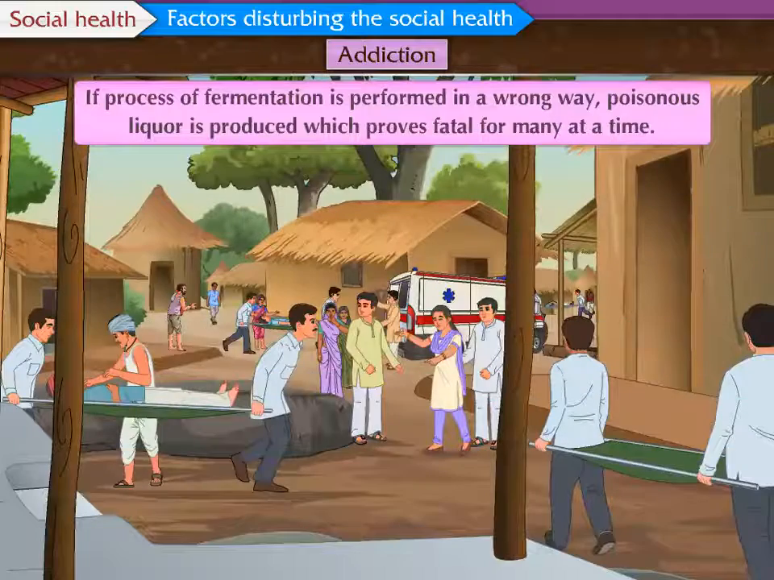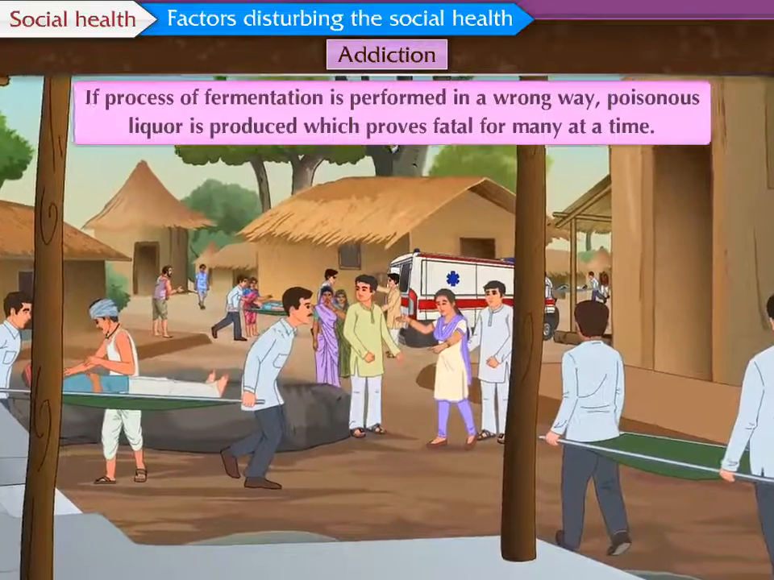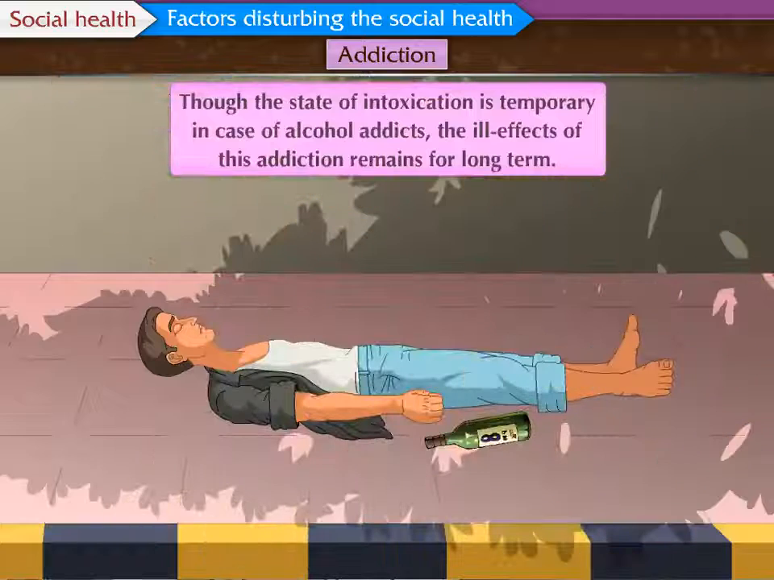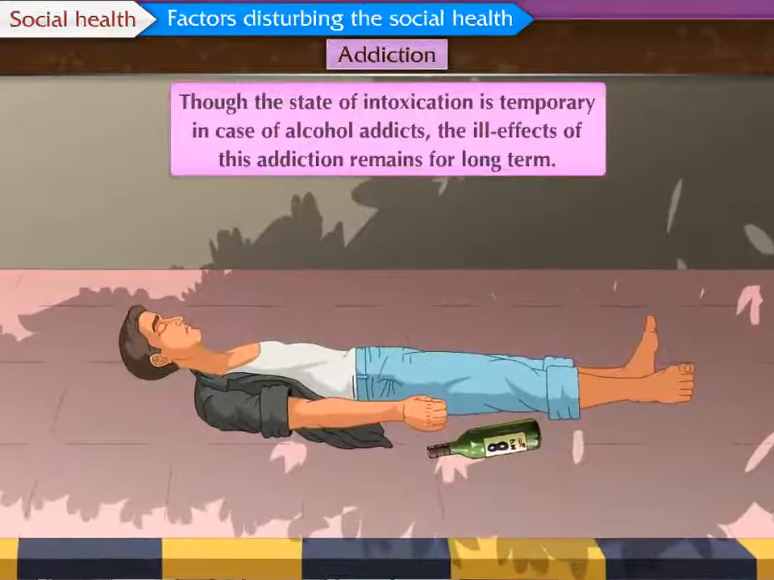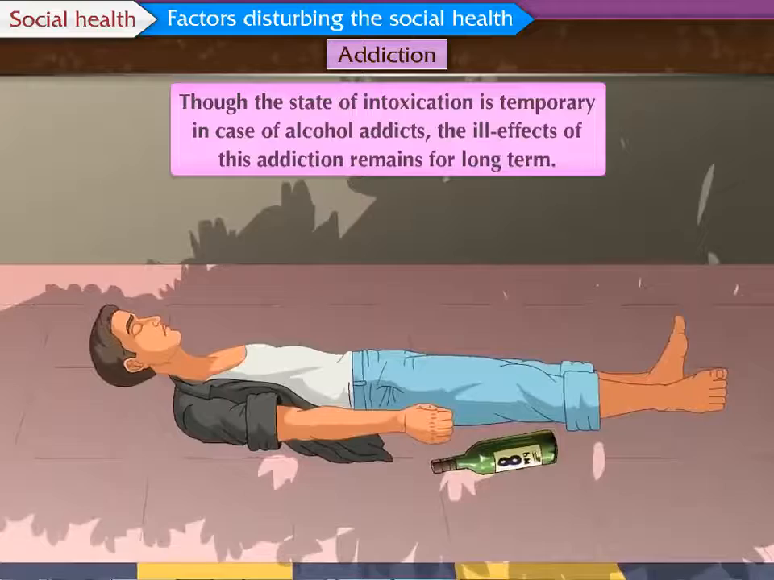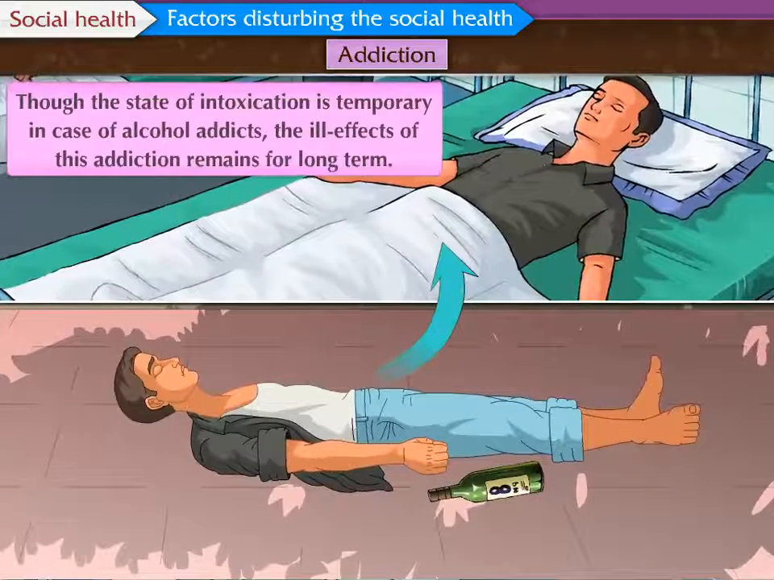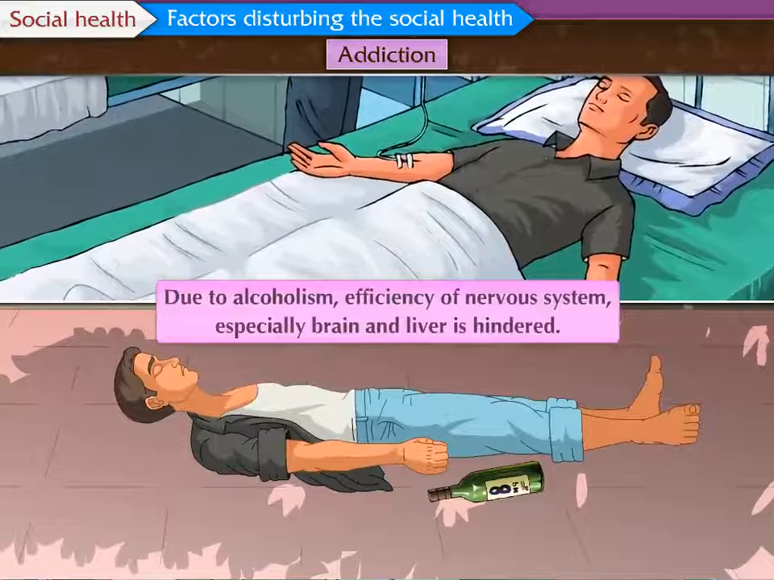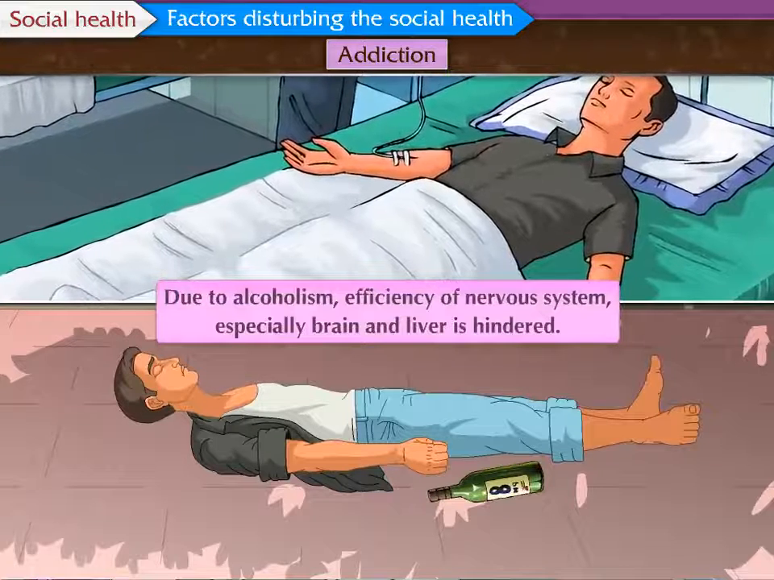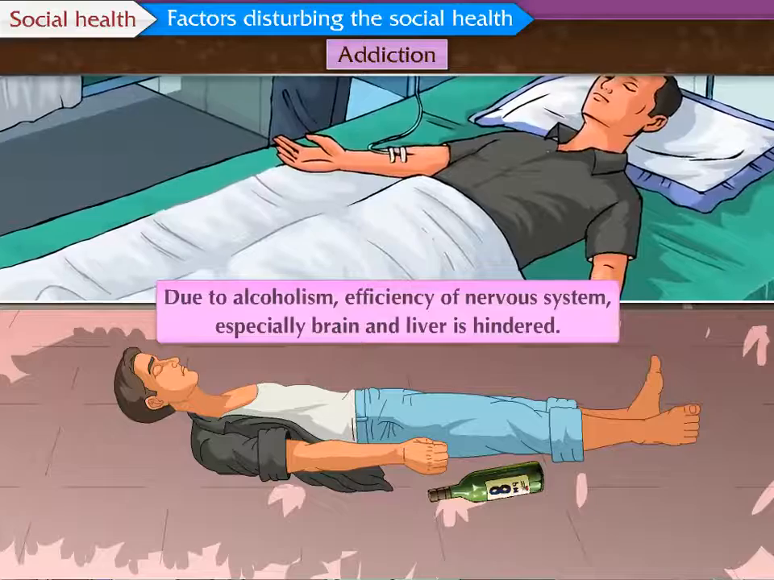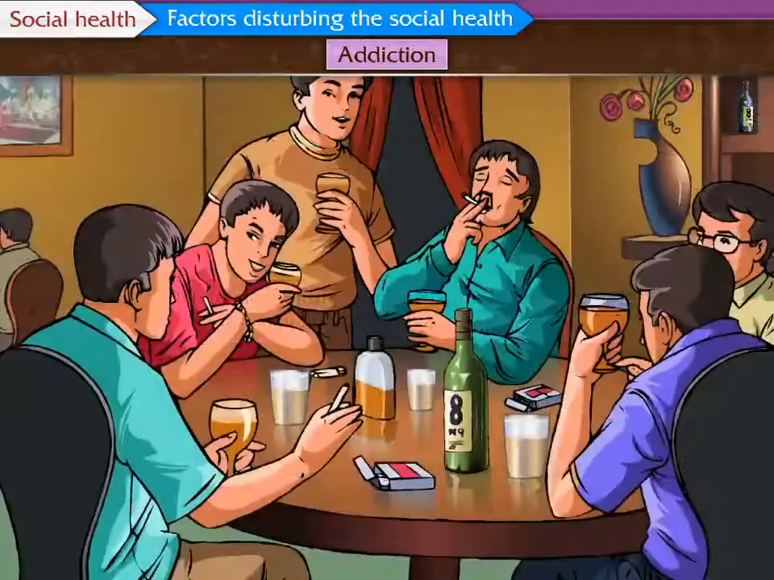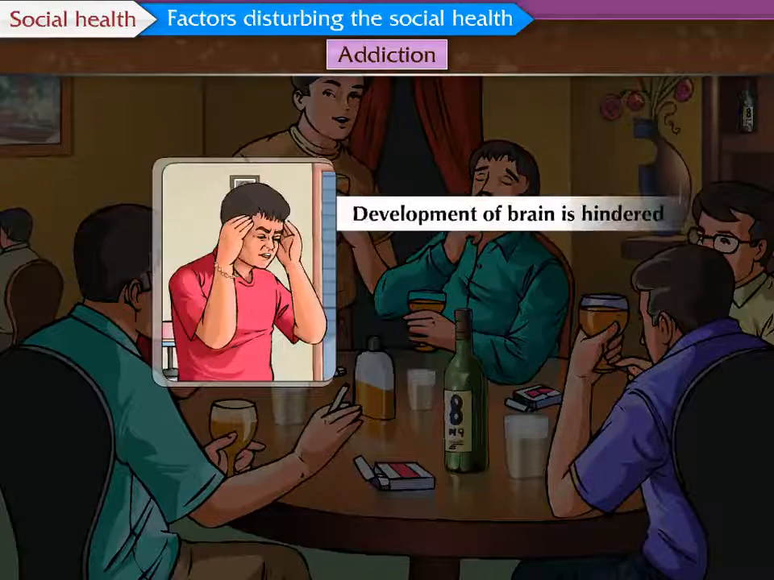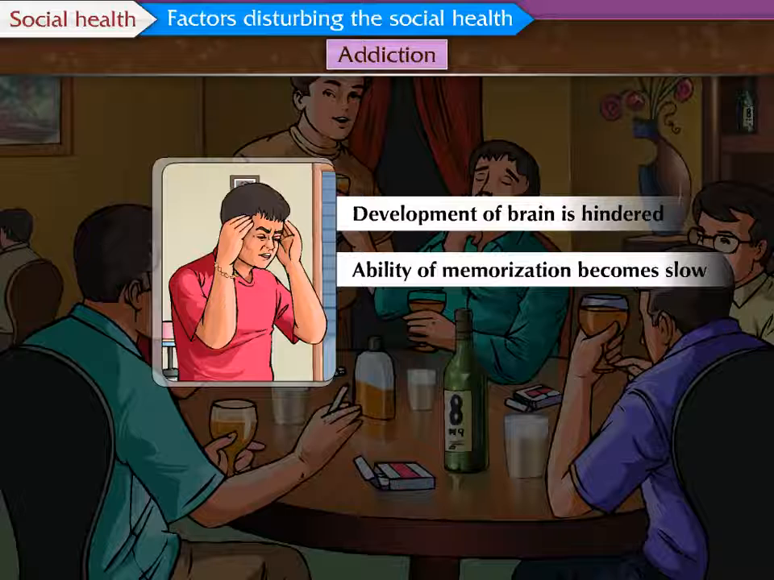Though the state of intoxication is temporary in case of alcohol addicts, the ill effects of this addiction remain for long term. Due to alcoholism, the efficiency of the nervous system, especially brain and liver, is hindered. Development of the brain is also hindered in adolescents due to alcoholism, and thereby their ability of memorization and learning becomes slow.